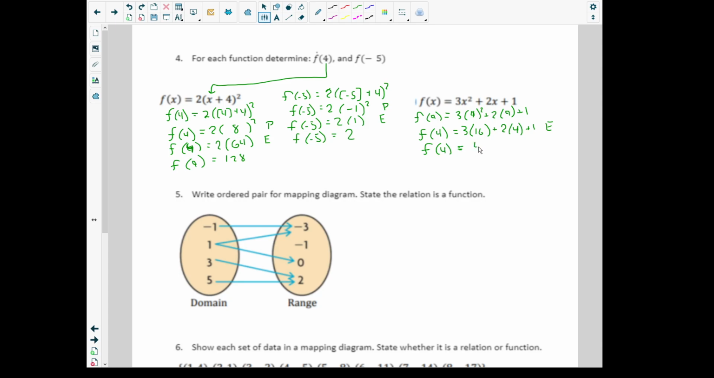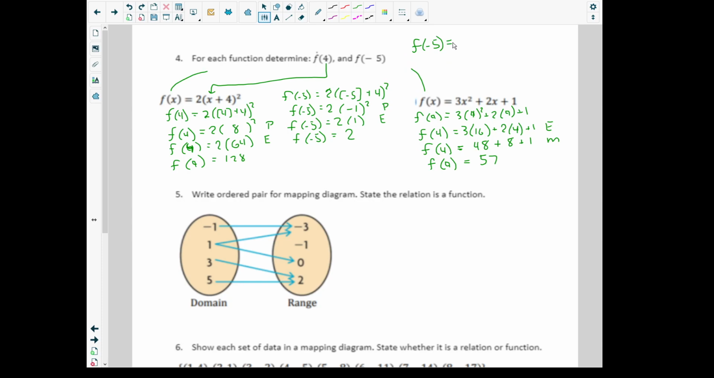Okay, and 3 times 16 is 48, plus 8, plus 1. So that was multiplication. Notice no more parentheses. And finally, addition and subtraction. So f of 4 equals 48 plus 8, 56, 57. Okay, and then up here we'll do f of negative 5. We really shouldn't have called these both f. One should have been f and one should have been g or something, but it's two separate problems, right? So that's why we're getting away with it.